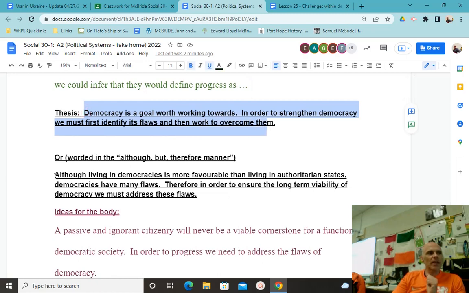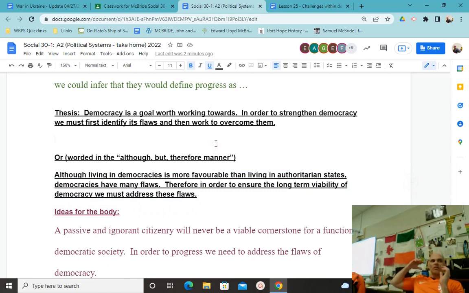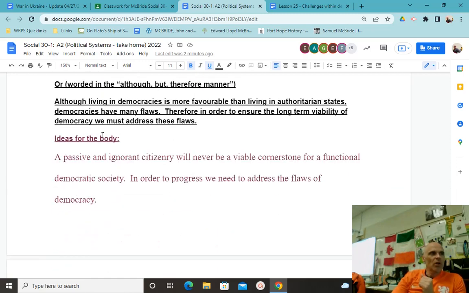Here's the same thesis statement with the more familiar although, but, therefore. So, democracy's goal is worth working towards. In order to strengthen democracy, we have to identify the flaws and then overcome them. Pretty simple body now, right? Democracy is better than dictatorship. Democracy does have flaws, though. Here's how we fix them. Very logical.